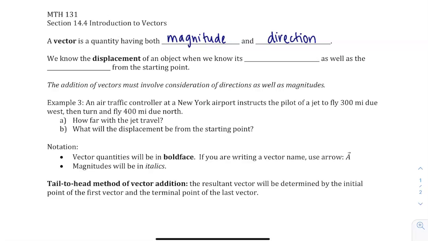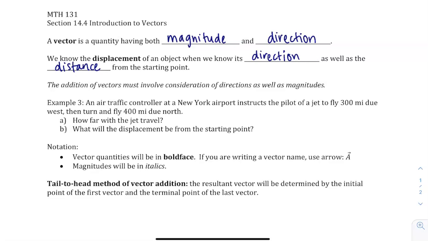Now, we can also talk about the displacement of an object, and that's just describing where something starts and where something ends. Here we need to know the direction that the object is traveling, as well as how far it is from the starting point. So we can think of vectors as ultimately describing the displacement of an object, because you've got some starting point, and if you go in a particular direction for a particular distance, you'll end up at the ending point, and that is your displacement.